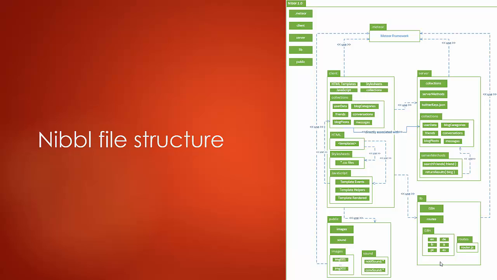Next, we have the public folder, which contains all resources used by Nibble 2.0. They include images and sound files. Images are used in various places around the system. The sound files are used by the sound template for sound notifications.